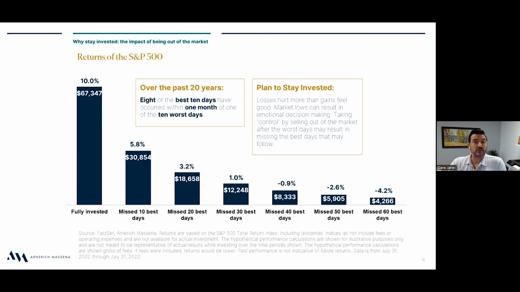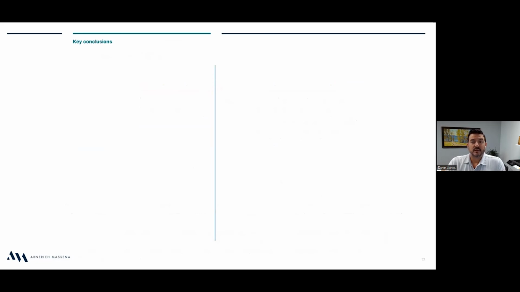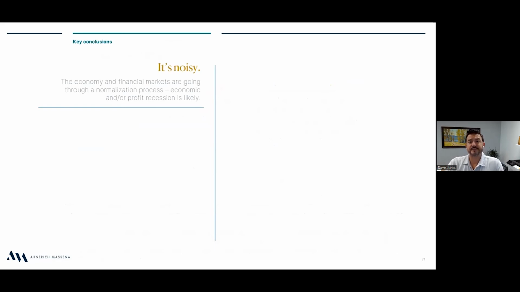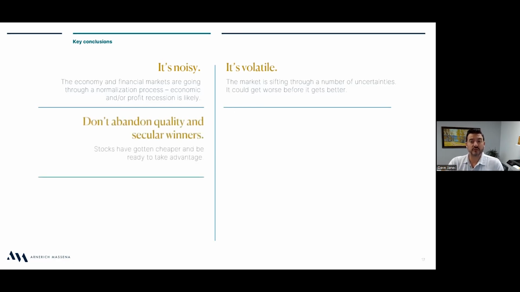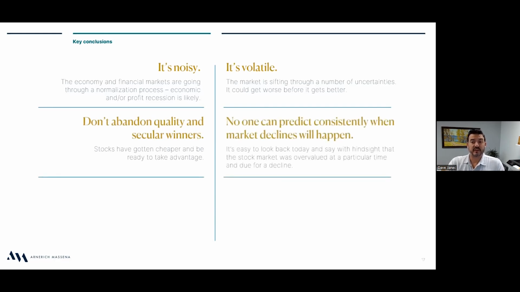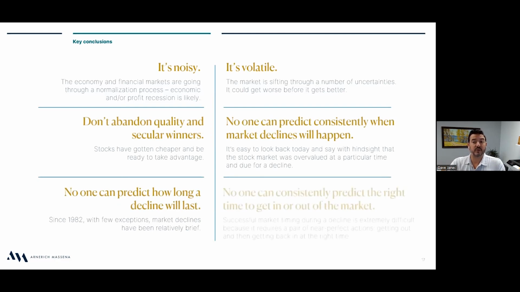So what are our conclusions? Volatility can be very noisy. The economy and financial markets are going through a normalization process, and economic and profit recession is likely. Volatility is volatile. The market's sifting through a number of uncertainties, and it could get worse before it gets better. But you don't want to abandon quality or secular winners. And it's really important to remember that no one can predict consistently when market declines will happen. No one can predict how long they'll last. And no one can consistently predict the right time to get in or out of the market.